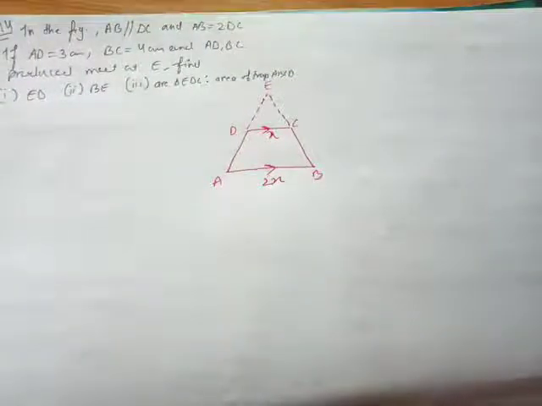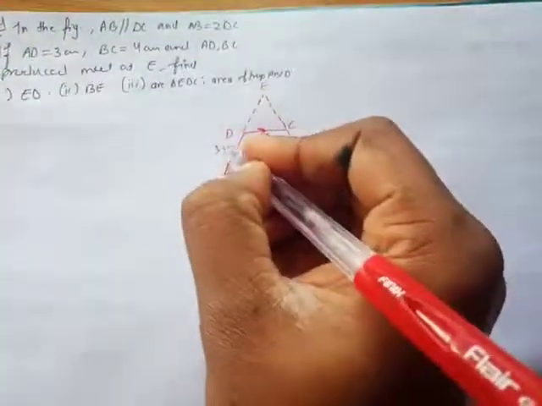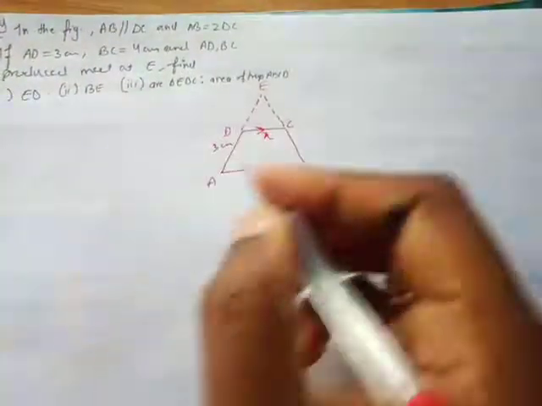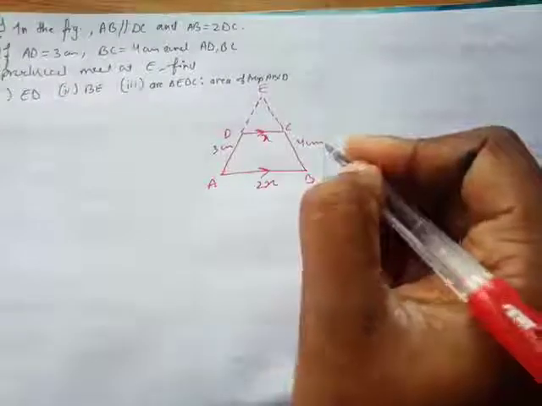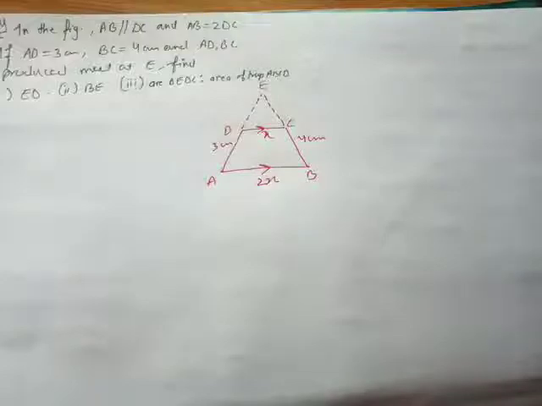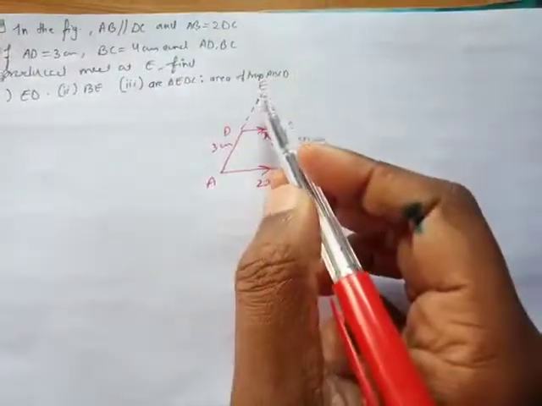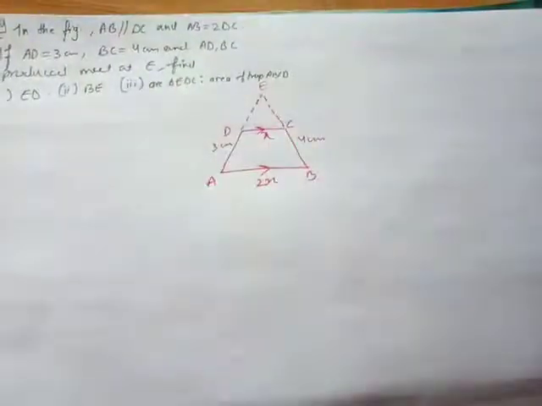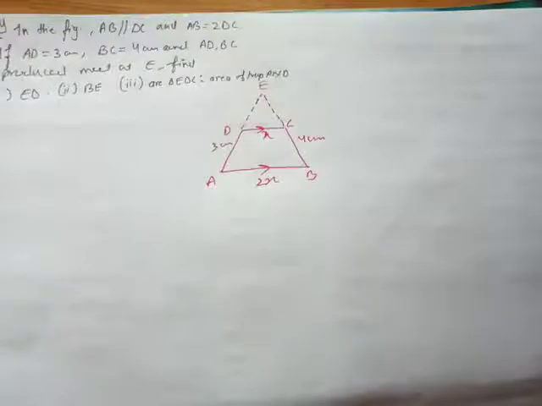AD is 3 centimeter, BC is 4 centimeter. AD and BC are produced at E. Up to where are AD and BC produced? They are produced up to E, meaning extended further. Now the very first thing that I have to find is ED.